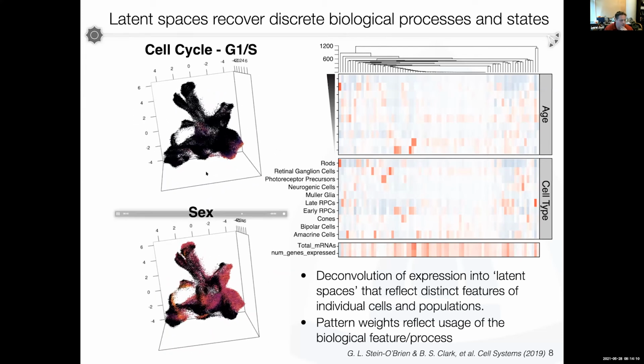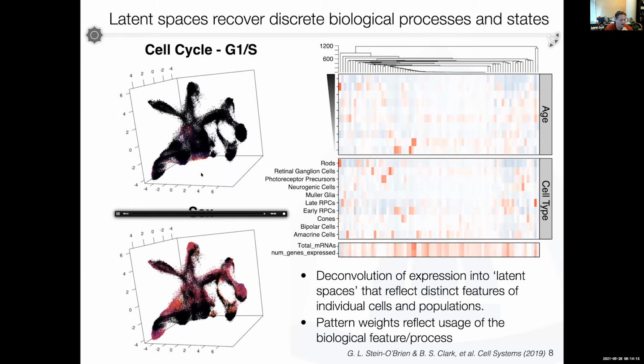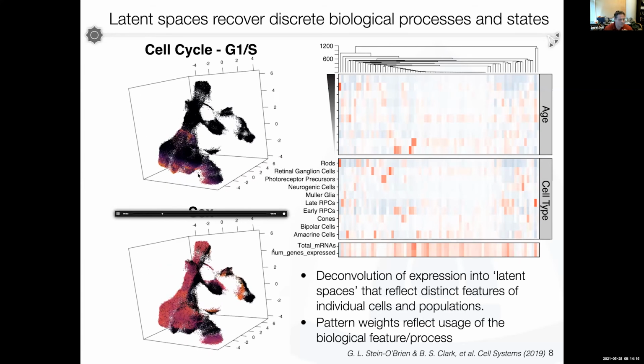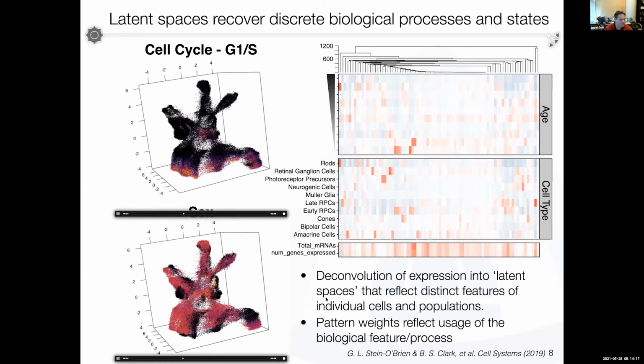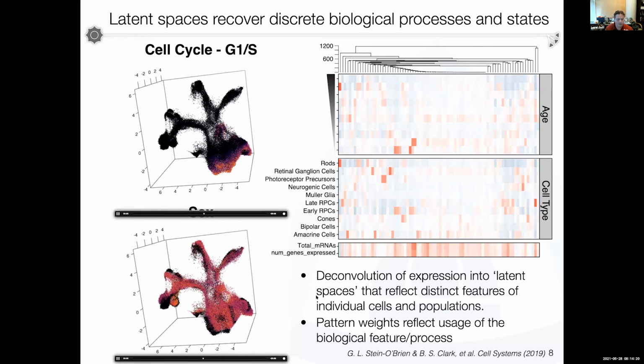So here I'm showing you one pattern up the top that defines cells that are in a G1 to S transition, and another one on the bottom here that defines cells based on the sex of the embryo that was used.